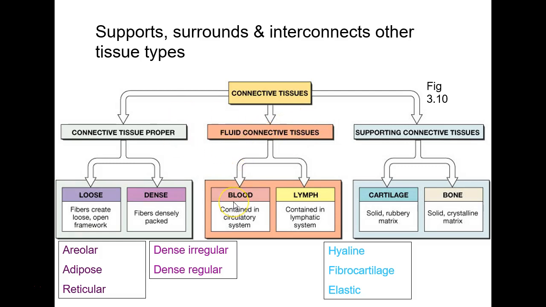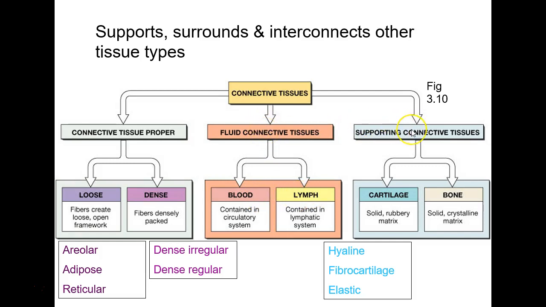Okay, blood, pretty easy. Everybody's seen either drawings or microscope slides of red blood cells, and probably have some white blood cells and platelets mixed in there. So I'll show you those later on. But anyway, boom, you're done. Blood and lymph. Those are your two fluid connective tissues.